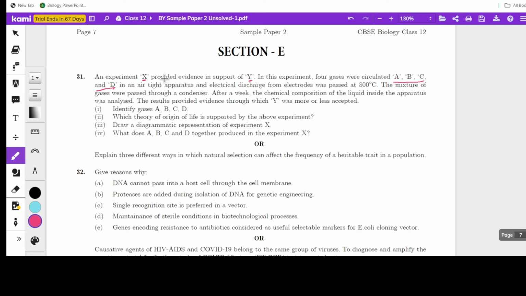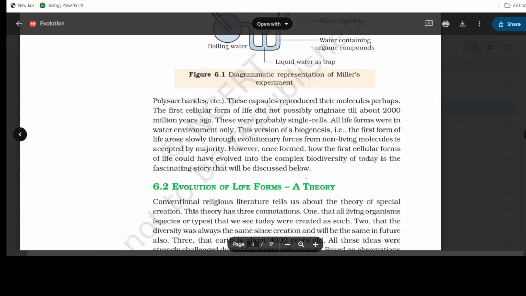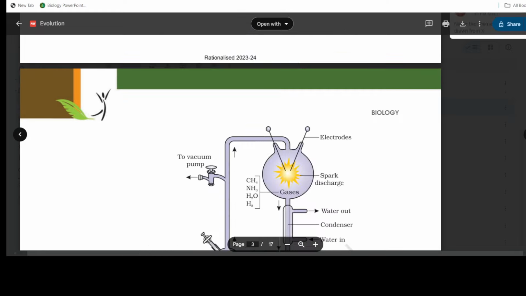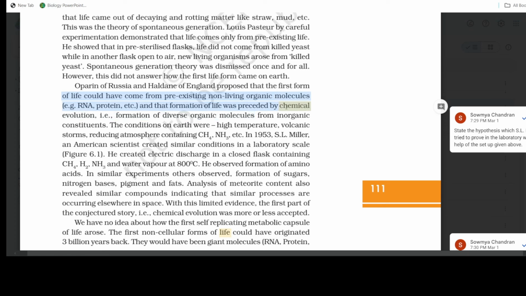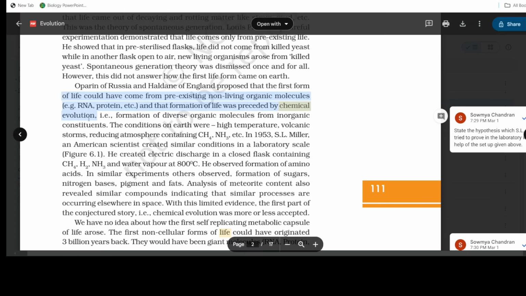An experiment X provided evidence in support of Y. So this is the experiment conducted by Miller supporting the theory proposed by Oparin and Haldane, that the first form of life could have come from pre-existing non-living organic molecules. And that formation of life was preceded by chemical evolution, that is formation of diverse organic molecules from inorganic constituents.